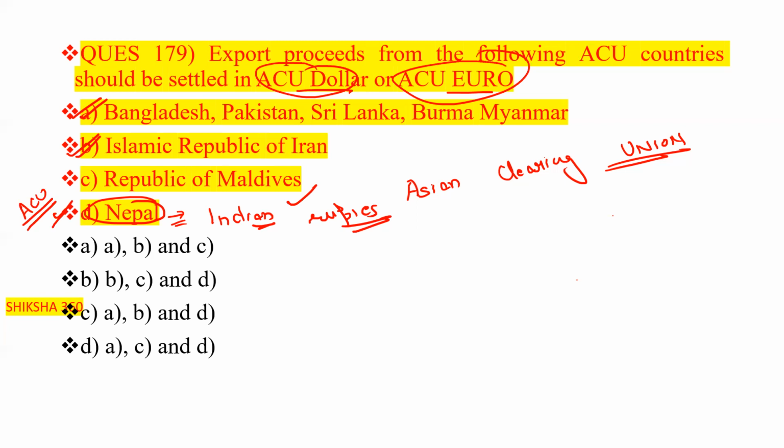So what is the correct answer? That is A, B, and C. So option A is the answer, that is A, B, and C. Okay, so please remember all these things.